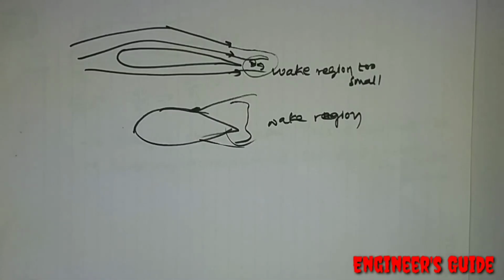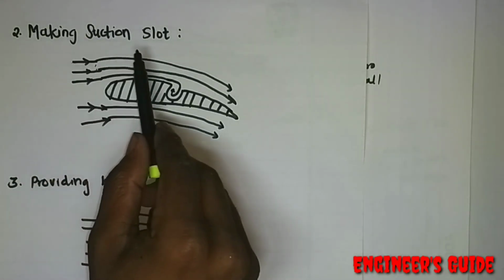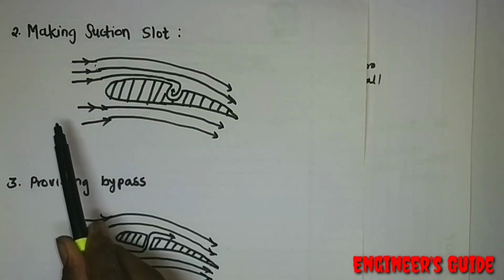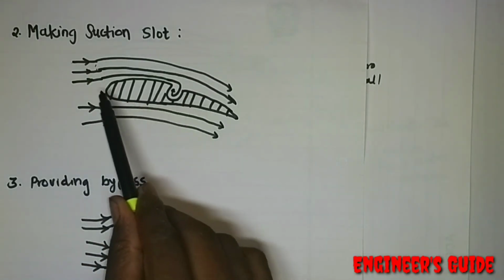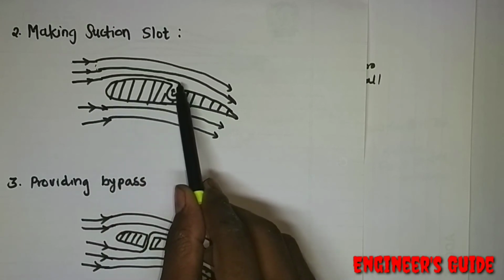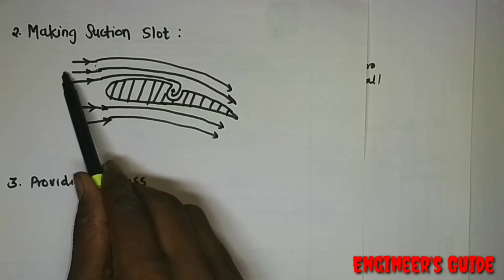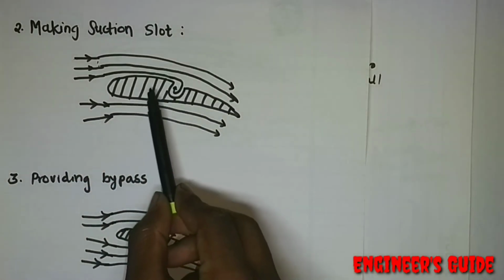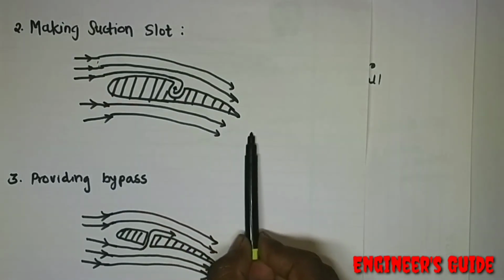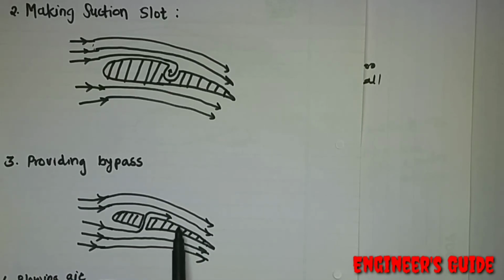We will see the next methods. The second method is making a suction slot. You can see in the figure the geometric modification is done so that the particles which lose their kinetic energy are sucked inside the cavity and the other layers continue with the surface, so that no boundary layer separation will occur. Now the next method is providing bypass air to energize the fluid particles.